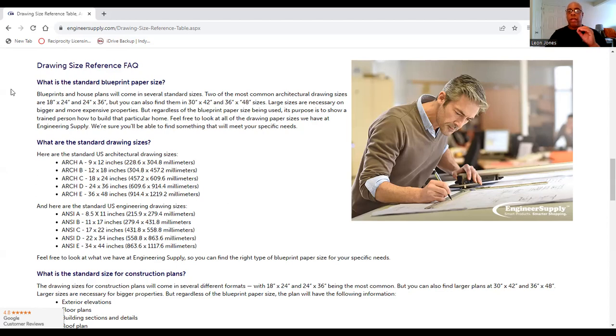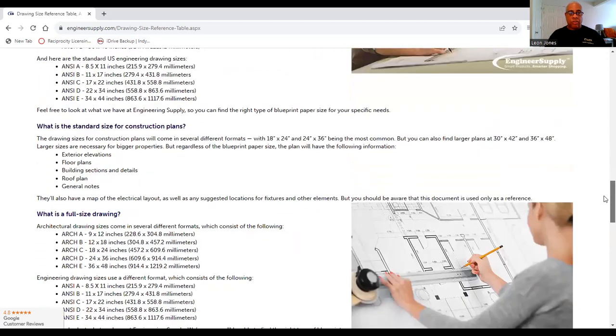its purpose is to show a trained person how to build that particular home. Again, I have supplied you with the paper sizes, and if you need them again, here are the standard paper sizes for your architectural drawing sizes and for your engineering drawing sizes. Again, I will keep this link and I will put it on the bottom of my comment section.